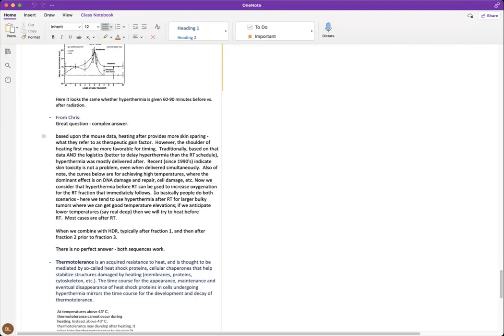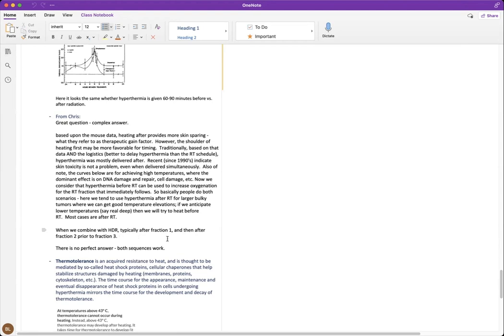So basically, people do both scenarios. Here, we tend to use hyperthermia after radiation for large, bulky tumors where we can get good temperature elevations. And if we anticipate lower temperatures, then we might try to heat before radiation. Most cases are after radiation. When we combine with HDR, typically after fraction 1, and then after fraction 2, prior to fraction 3. There's no perfect answer. Both sequences work.